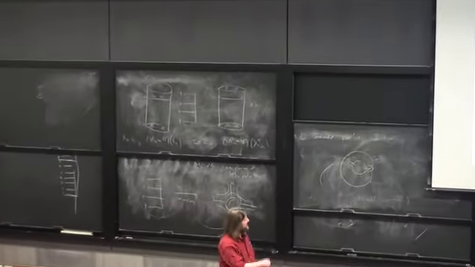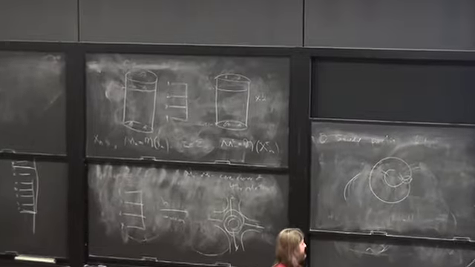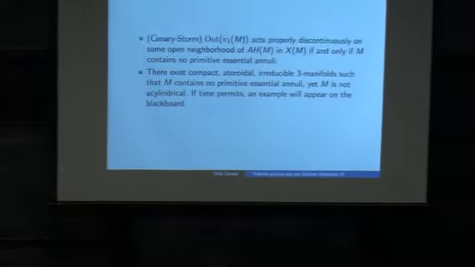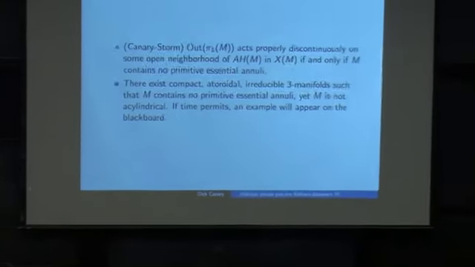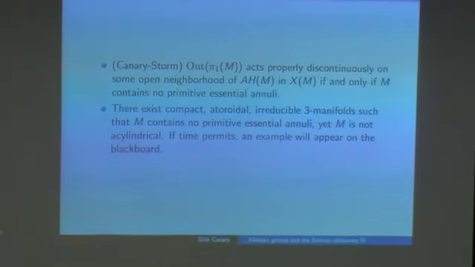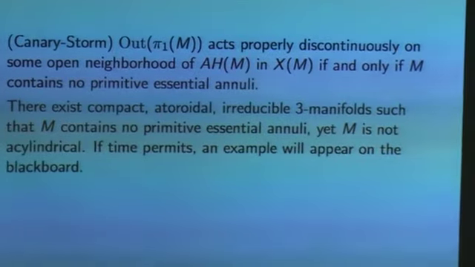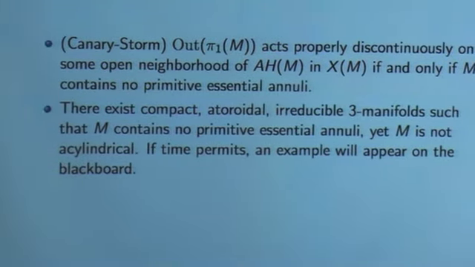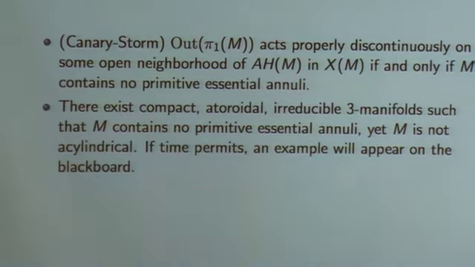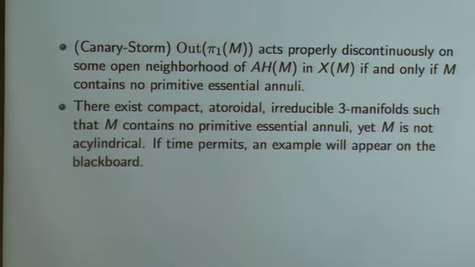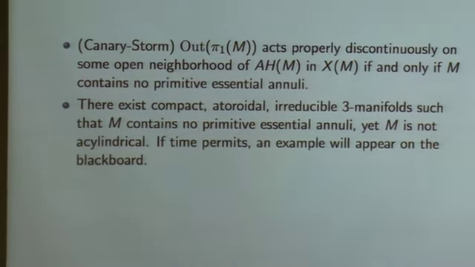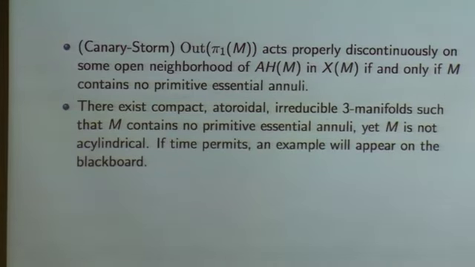And you can do so exactly when your manifold contains no primitive essential annuli. If you have a primitive essential annulus, you can do some sort of trickery to show the failure of proper discontinuity. Or actually, you can use this trick of Yair's to show that you're a limit of fixed points. So it would even be an easier thing to do.